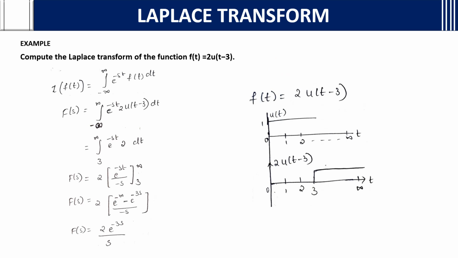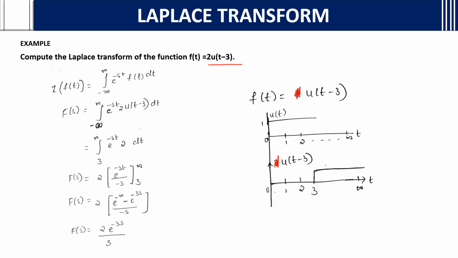So to do that, what we need to do? First we need to write in this form, 2 u of t minus 3, so that you can easily substitute. Or you can just take u of t minus 3 also, because you are already considering the 2 separately. Here you need to consider just u of t minus 3.